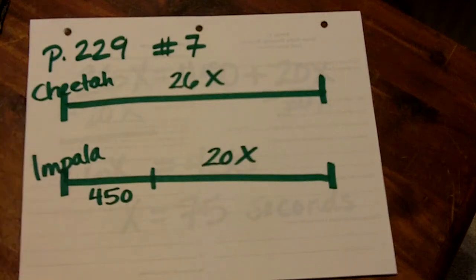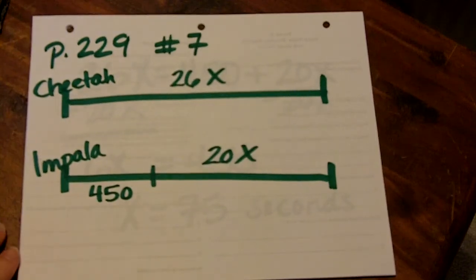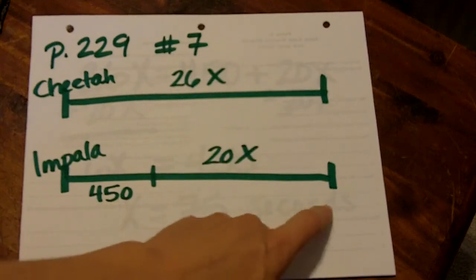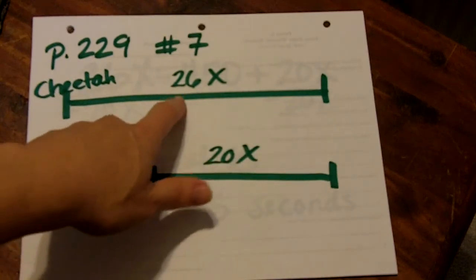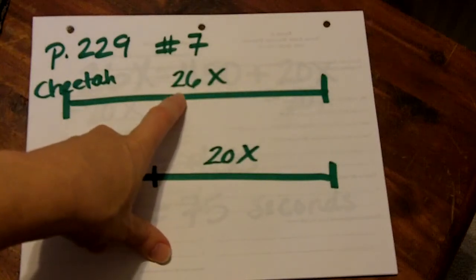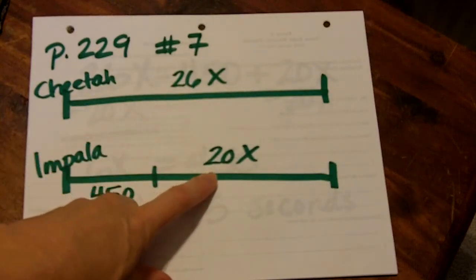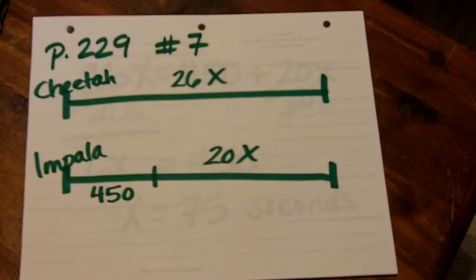Now in this case we have a cheetah. This is number 7 on page 229, and we have an impala. A cheetah is a nice very fast cat, and an impala is a very fast deer-like creature, but not quite as fast as a cheetah. The impala happens to be 450 meters ahead of the cheetah when they spot each other, and the impala then panics and begins racing off as fast as it can. The cheetah takes off after it, and the cheetah is going faster. It's going 26 meters per second, while the impala can only do 20 meters per second, which I might add is faster than what I can do.